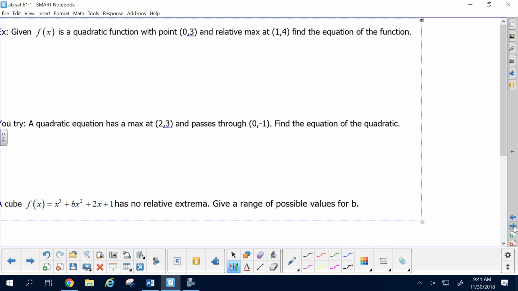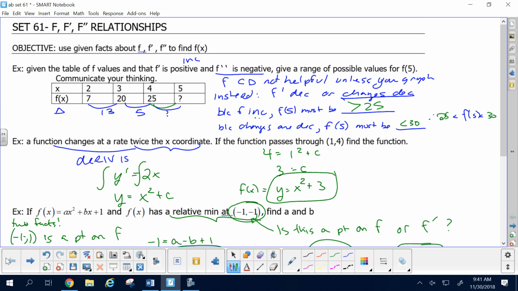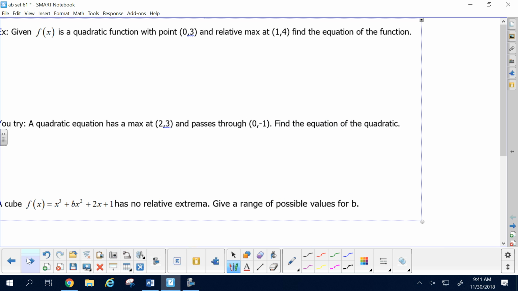So sometimes I'll do one of these and I'll let you do the other two. Really the best way to get good at these is to practice it yourself. But sometimes they don't give you as much direction. In the previous, they say, hey, here's the function. They gave you a lot of guidance. In this, they're giving you less guidance. f is a quadratic function with this point and that max. Find the equation of the function.